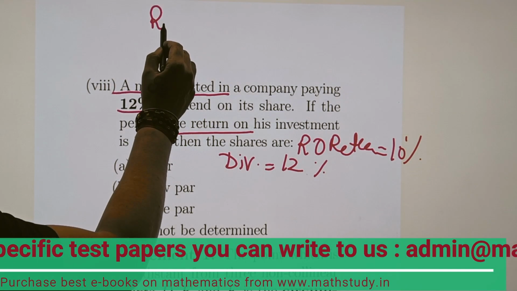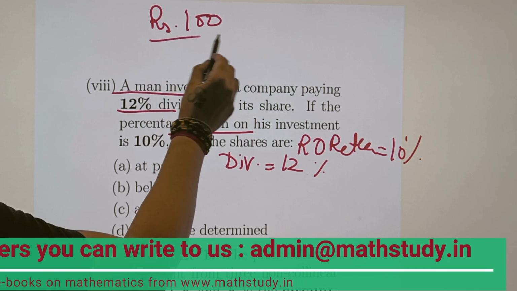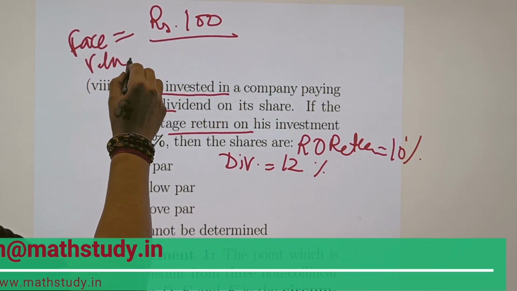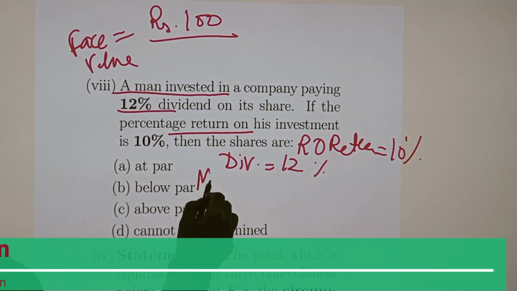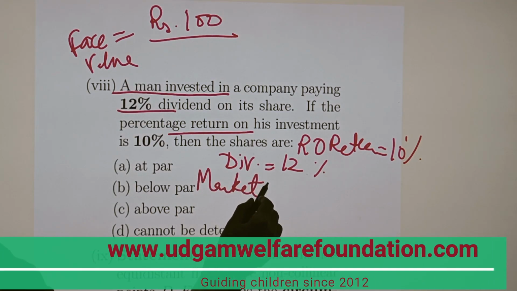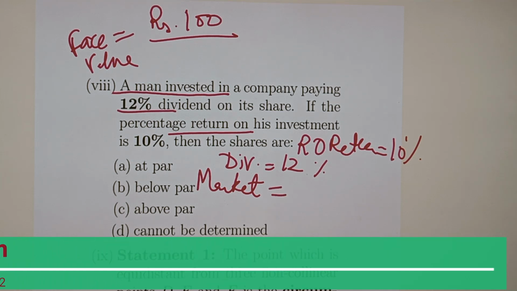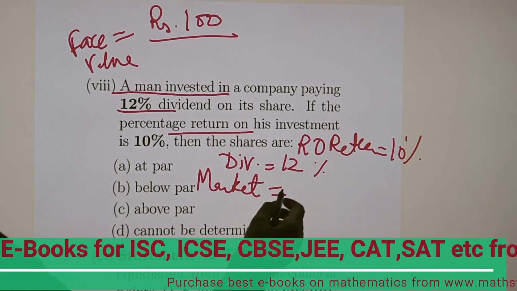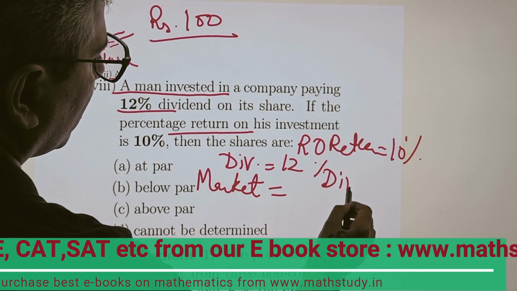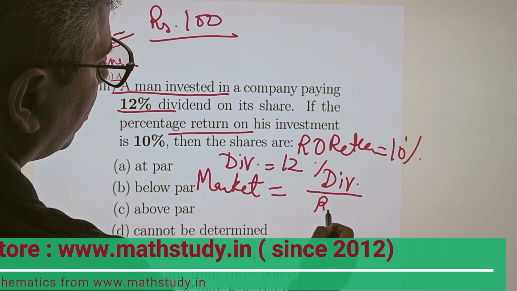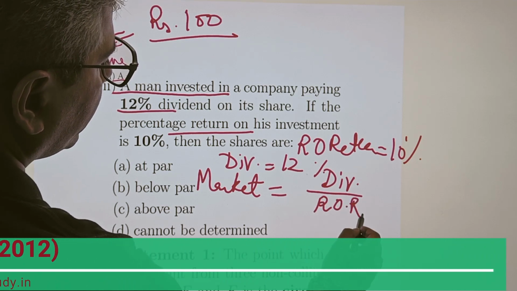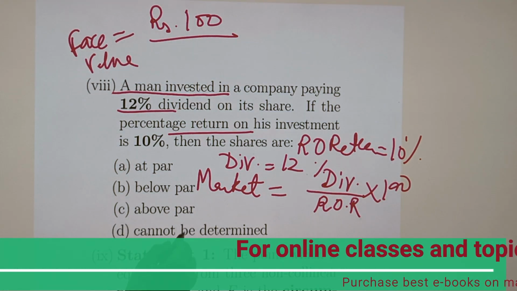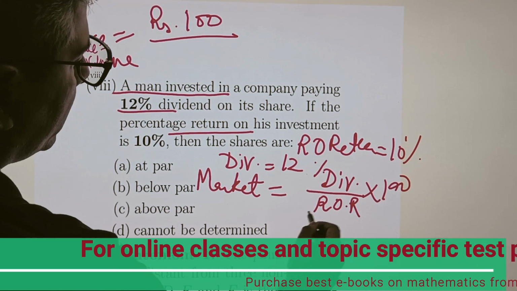Let us say the face value is rupees 100. Now we need to find the market price or market value of the share. The market value of the share is nothing but dividend upon rate of return into 100. Very simple.